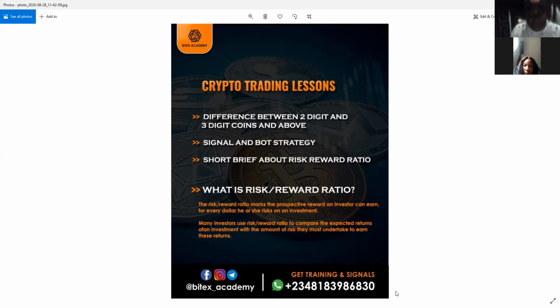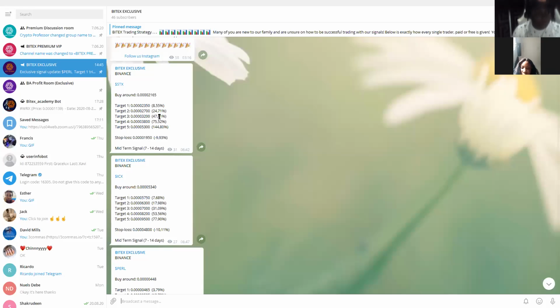So now let me explain it in a way that you are going to understand very well. Let's come back to this signal again. Look at this target one. This target one is giving us 8.55%, right? And the stop loss is giving us 9.93%, right? How can you reward yourself with 8.55% profit when you are risking to lose more than you are trying to gain? It's very bad.